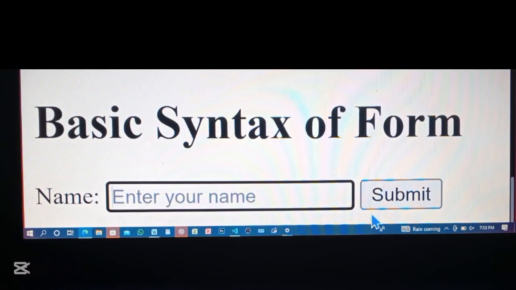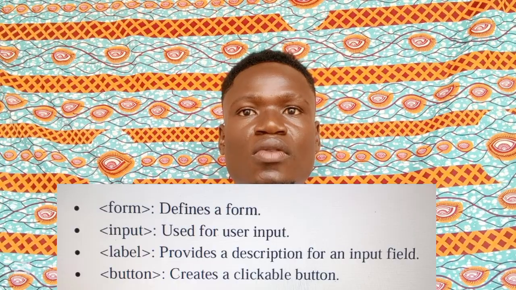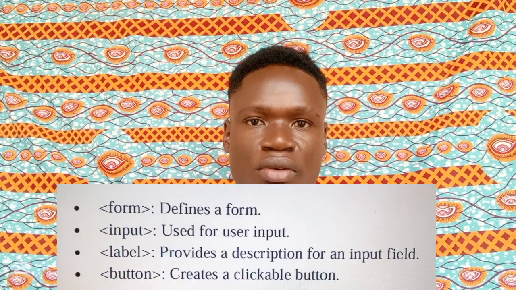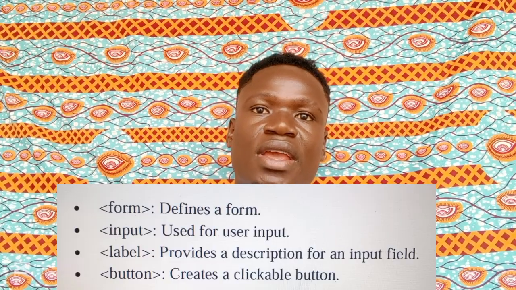So welcome back. HTML forms, including the form, the input, the textarea, the button, the select, and option. So forms allow users to submit information to a website for processing. Now let's look at the basic syntax and how it appears on the web page. So form defines a form, and the input is used for user input, and label provides a description for an input field. The button creates a clickable button.